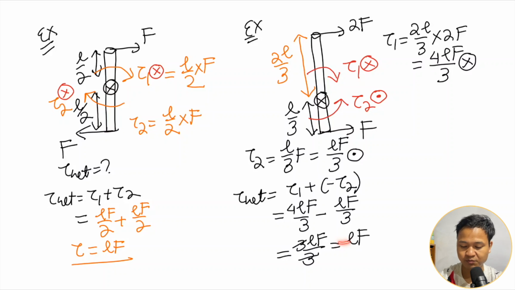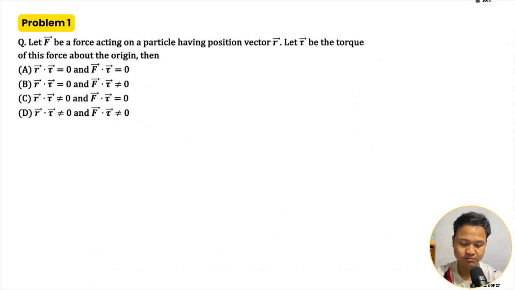The final value is positive. So if the final value is positive, it means that the net is going into the page, as inward is taken as positive. So that means the net torque is inwards. Okay, that much. Now we'll solve some questions.